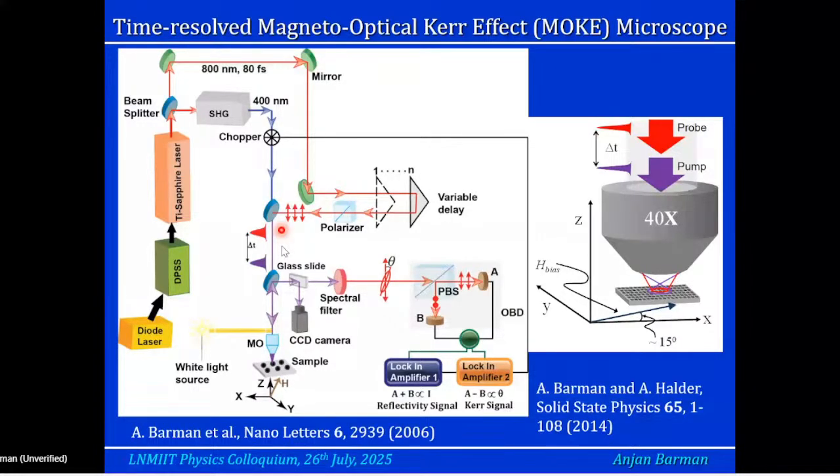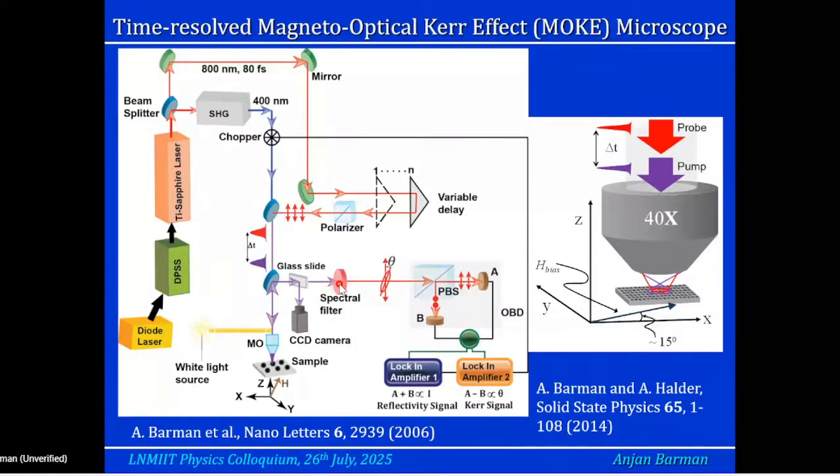After the reflection from the sample, the back reflected beams are collected and sent through a glass slide to a CCD camera, which can see the pump and probe beams and the sample and so on with a white light source. Then you use a spectral filter because you only want to read the probe beam. You don't want the pump beam.